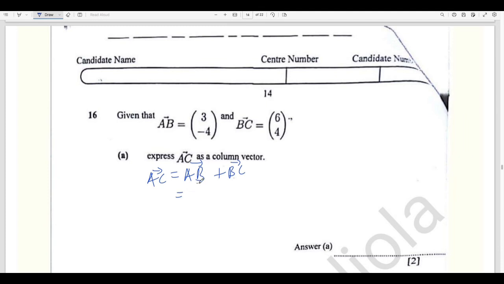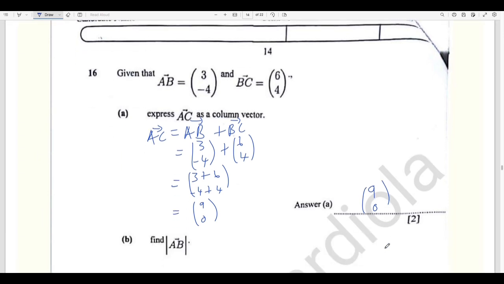Now we plug in the values: (3, -4) plus (6, 4). This one is simple. You add the corresponding values in the vectors: 3 plus 6 and -4 plus 4. Then 3 plus 6 gives us 9, and -4 plus 4 gives us 0. Then our AC as a column vector is (9, 0).